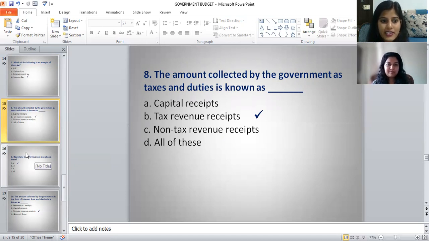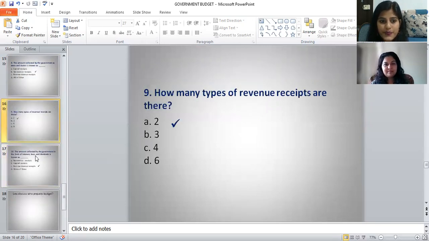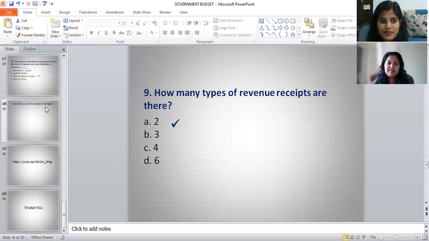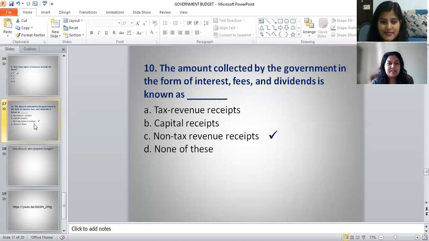So now the last two questions, Leena ma'am will ask you. Okay. How many types of revenue receipts are there? Do you remember the revenue receipts? Yes, ma'am. She explained revenue receipts are two: tax revenue and non-tax revenue. Yes, right. Very correct. Let's look at the next one.